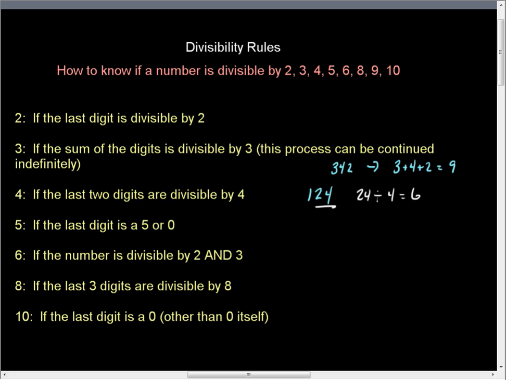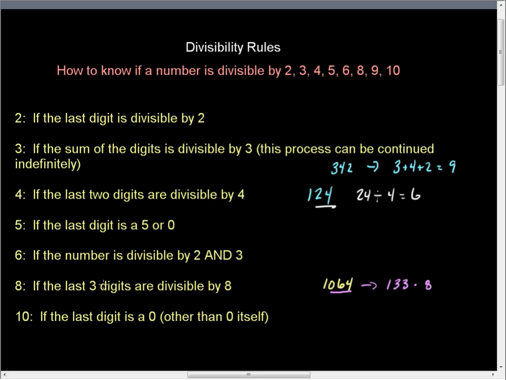If you're looking for 8, let's take 1,064. You look at the last 3 digits. Are the last 3 digits divisible by 8? 64 is divisible by 8, so then 1,064 is also. Incidentally, that is 133 times 8. So there's an example of how to use that.